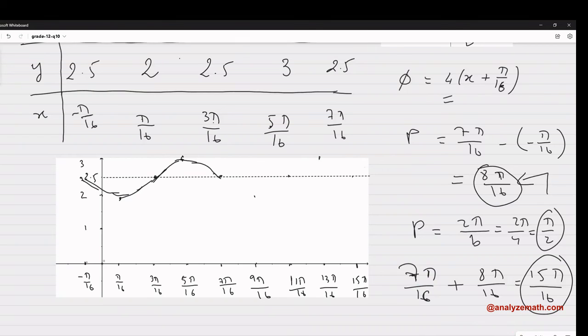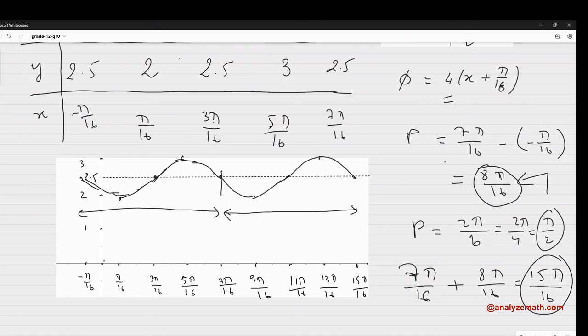Now let's do it again. Slowly here, and then the point here. So that is one period, and the second period is here.